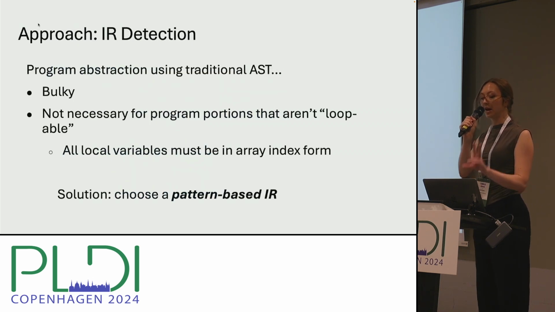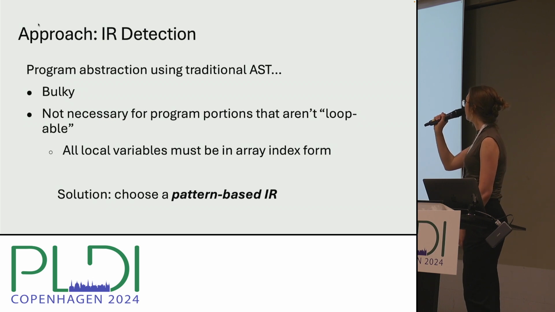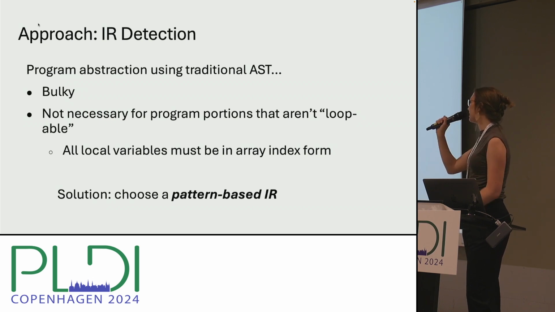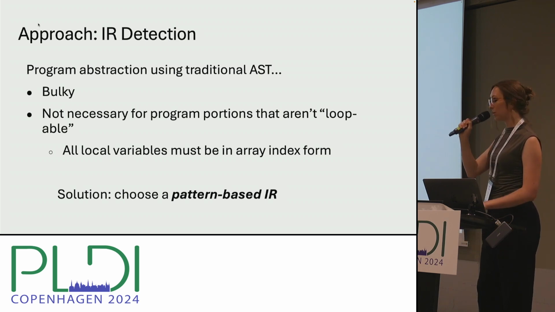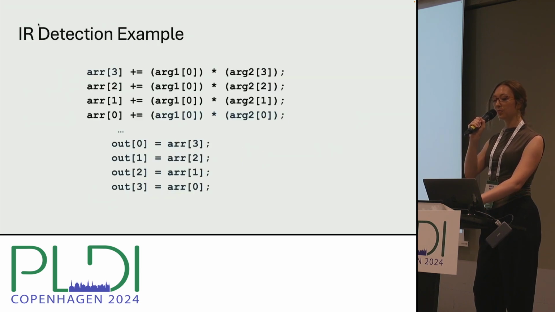So the next thing is IR detection. Basically, this comes down to the fact that ASTs are large and bulky and complicated, and sort of unnecessarily complicated for this case study. So we look for program portions that don't have local variables, basically. They have local variables that are in the form of indexed arrays. And once we have pieces of code like that, we do pattern matching. So look for patterns that can be abstracted where the holes are just integers. And those integers can be array indices or constants, but basically no local variables.